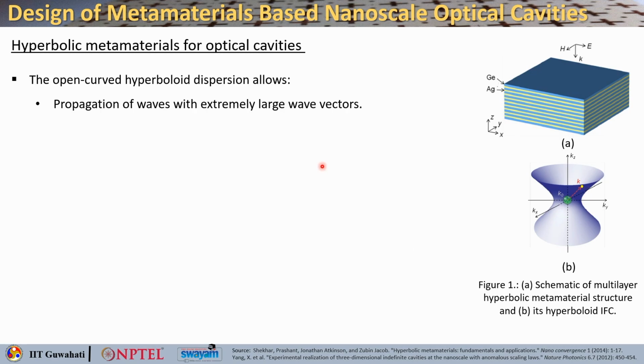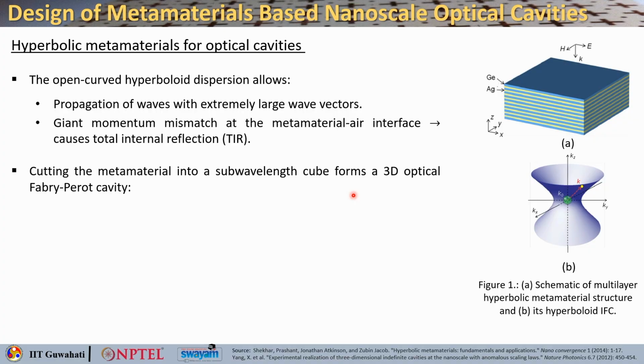The open curved hyperboloid dispersion also allows waves with extremely large wave vector to propagate, which means a large momentum mismatch at the metamaterial air interface will be there, and that will lead to total internal reflection, right. So, by cutting the metamaterial into sub-wavelength size cubes, you can make a 3-dimensional Fabry-Perot cavity kind of structure, where the effective refractive index can be given as k by k naught, as we have seen.